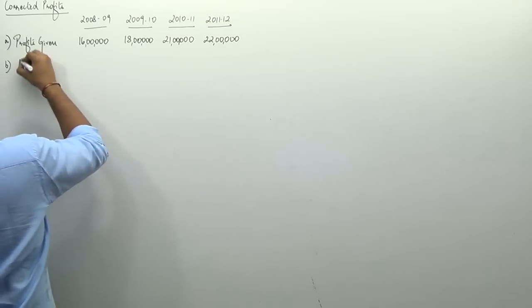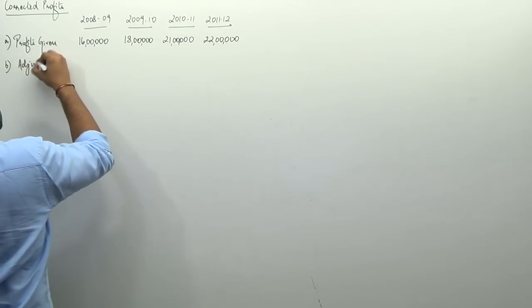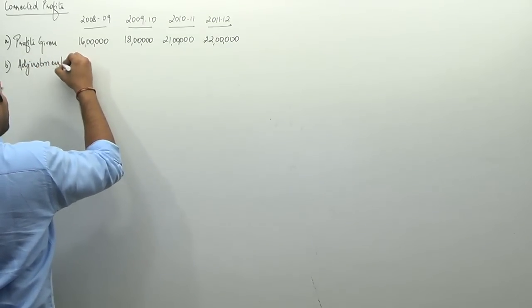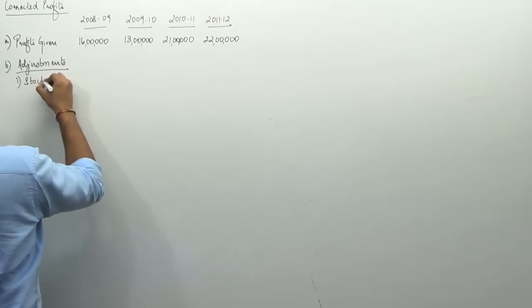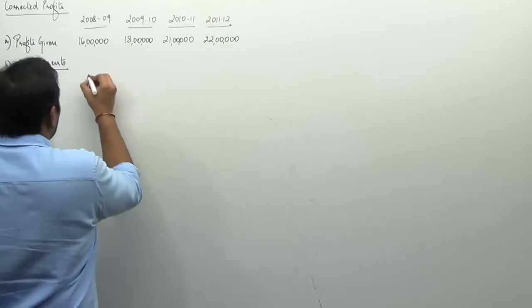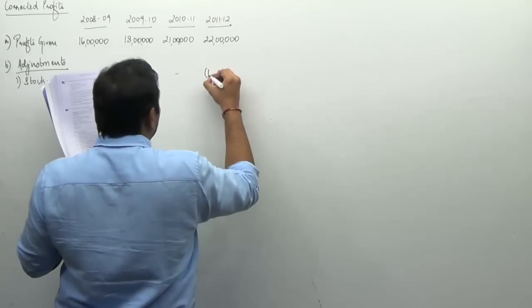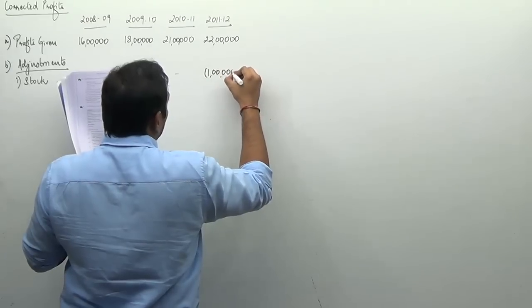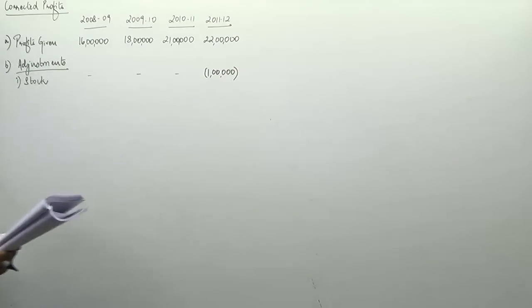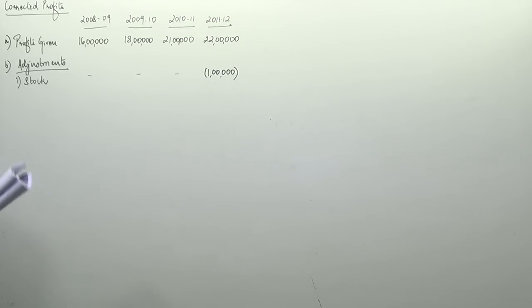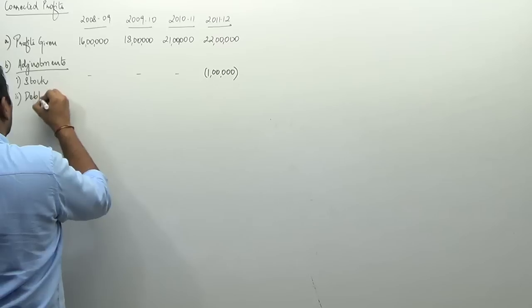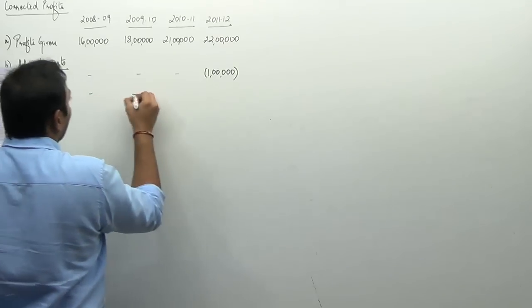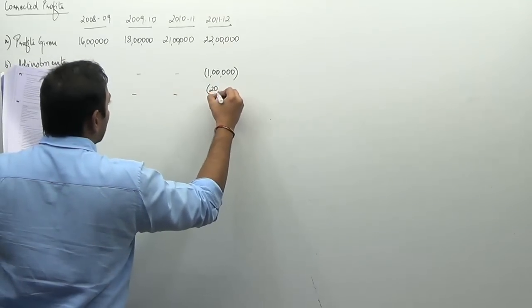Let's put it as adjustments. Under adjustments, first one is stock. Stock adjustment. Year is not given, so I'm taking it as current year. Closing stock, reduce it by 1 lakh. Next, debtors to be reduced by 20,000. Whenever you are reducing debtors, it means it is a loss again. 20,000 reduces the profit.